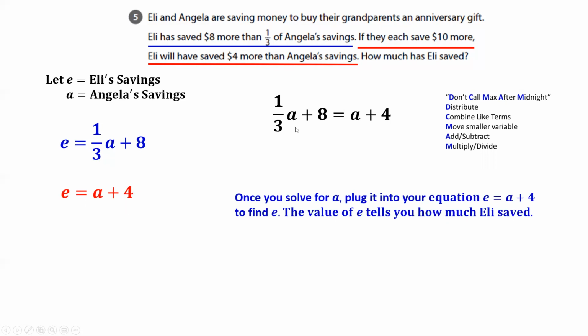Let's say A was 25. You would plug it into this equation. 25 plus 4 would give you 29. So then you would say Eli saved $29. So whatever answer you get at the end, you're going to then plug into this equation to find out what Eli saved. If you want to challenge yourself, you can plug it into the equation on top, the one in blue instead, if you want to make it a little bit harder.